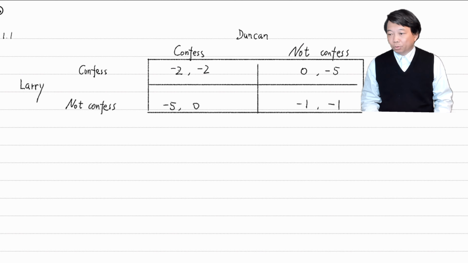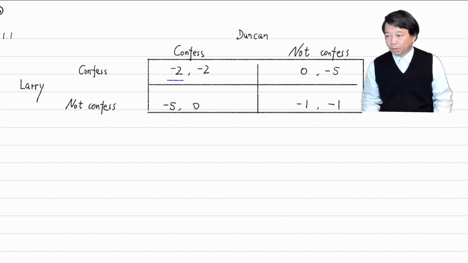We use the best response approach, and we'll see that confess is the dominant strategy of both players. If Duncan chooses to confess, Larry gets 2 years in prison if he chooses to confess, but gets 5 years in jail if he decides to be silent. His best response is to confess. We underline his payoff -2.